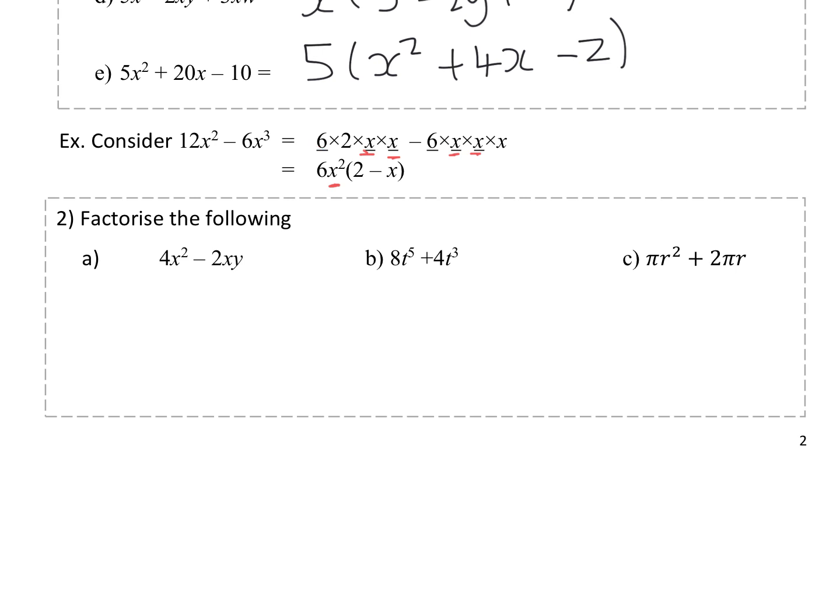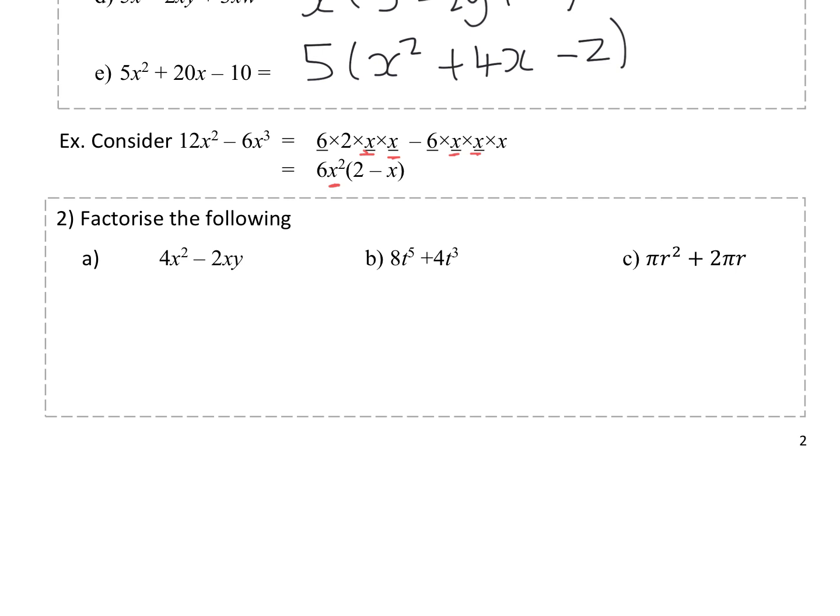So we have the 6 that's common, which is where that comes from. And then we've got x times x, which is common, which is x squared. And then you think about, how do you get from 6x squared to 12x squared? Times it by 2. How do you get from 6x squared to minus 6x cubed? You've got to multiply it by a minus x. Let's see if we can use that in example 2.